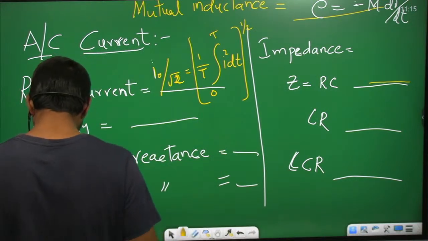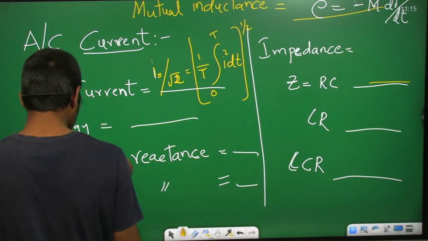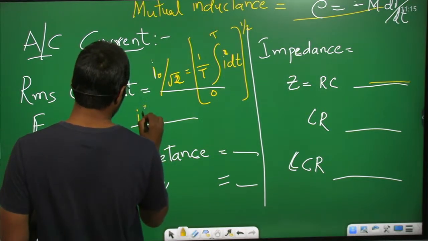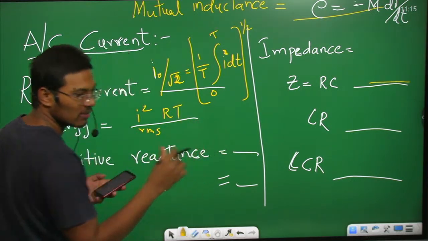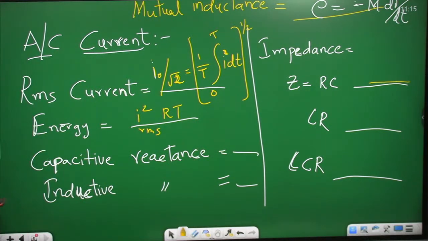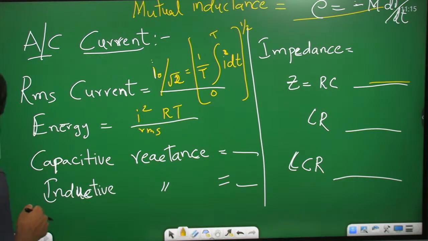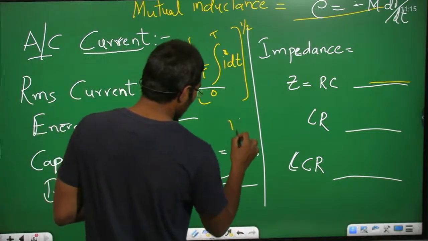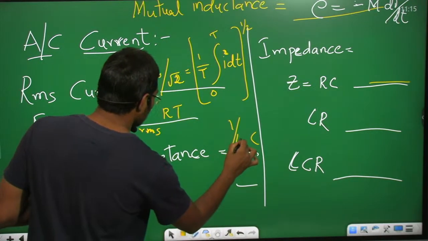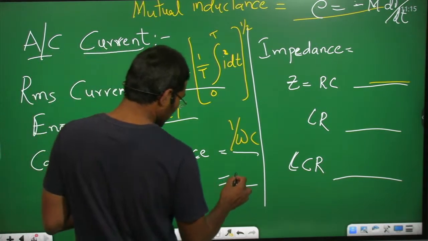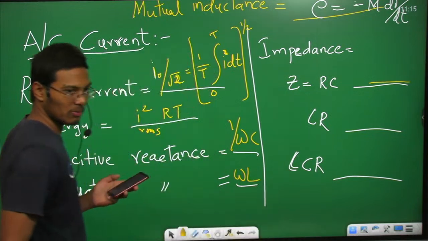What is the energy using the RMS current? I RMS square R T, right? What is the capacitive reactance? 1 by omega C, right? What is the inductive reactance? Just omega L.